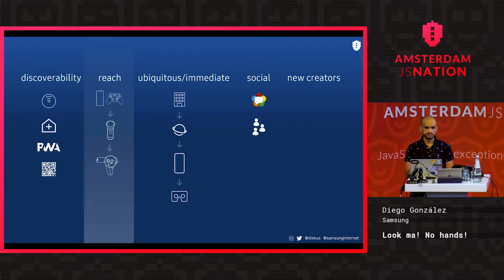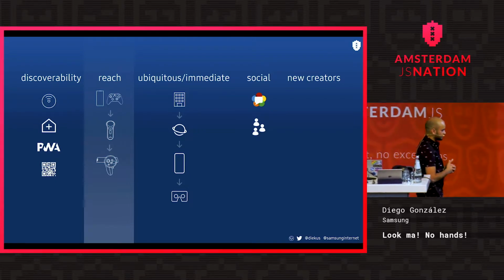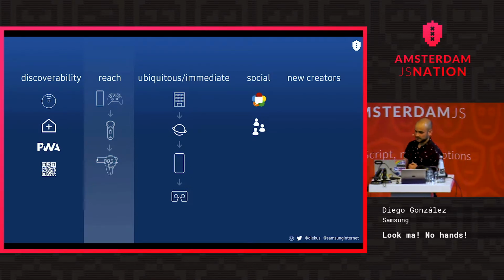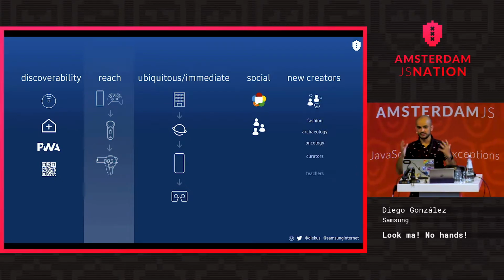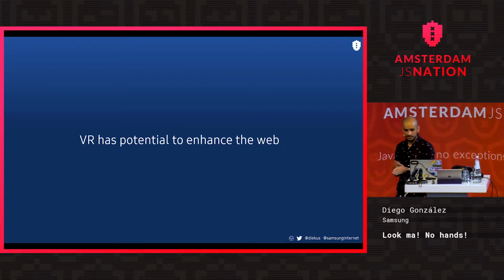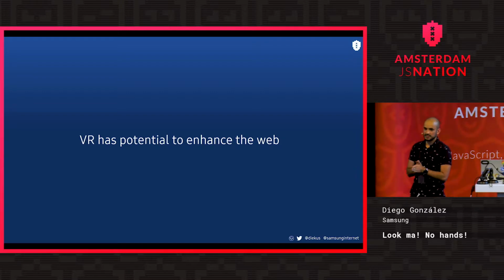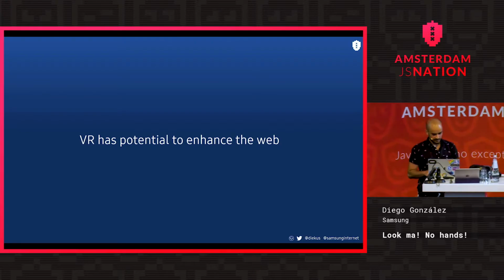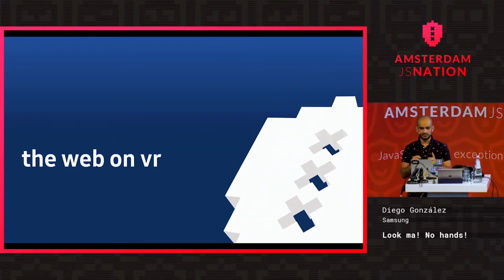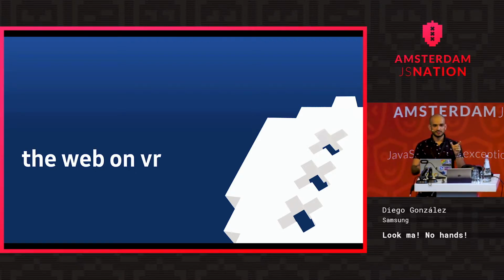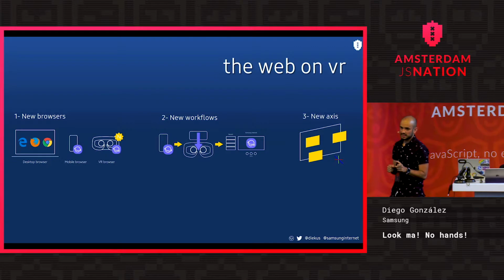Socialness: the web is social by nature. So, of course, all the frameworks and technologies that you're used to coding with, you can use in WebVR. And then there's how we're enabling new creators in different areas. So the web has a lot of potential, and VR has a lot of potential to enhance the web. But what I'm interested in talking about here is not specifically VR on the web. Why don't we shift and talk about the web on VR? Because there are plenty of ways that we are already seeing differentiators in this new kind of paradigm.